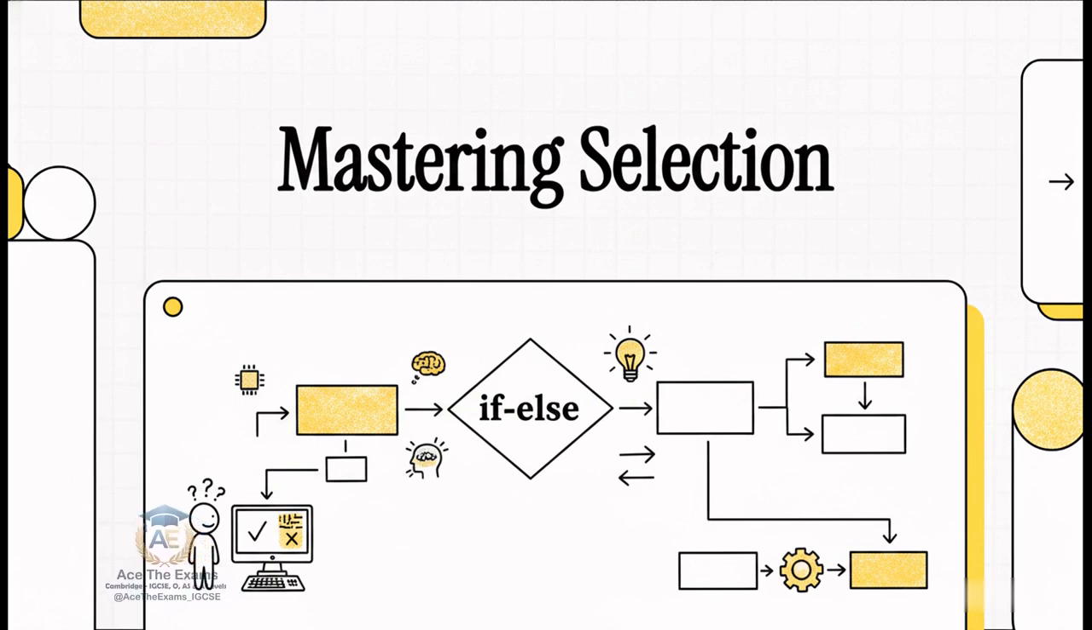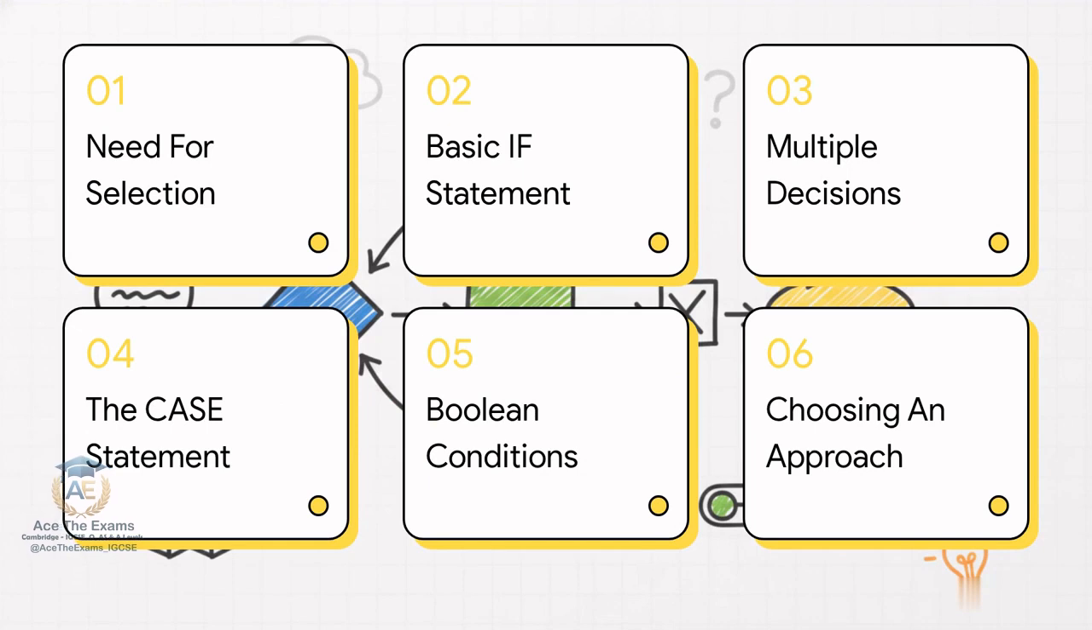So today, we're tracing the evolution of code efficiency, and specifically, we're looking at how to master a core concept called selection. Here is what we're covering today. First, the need for selection. Second, the basic if statement. Third, handling multiple decisions. Fourth, the case statement alternative. Fifth, complex Boolean conditions. And finally, choosing the best approach.